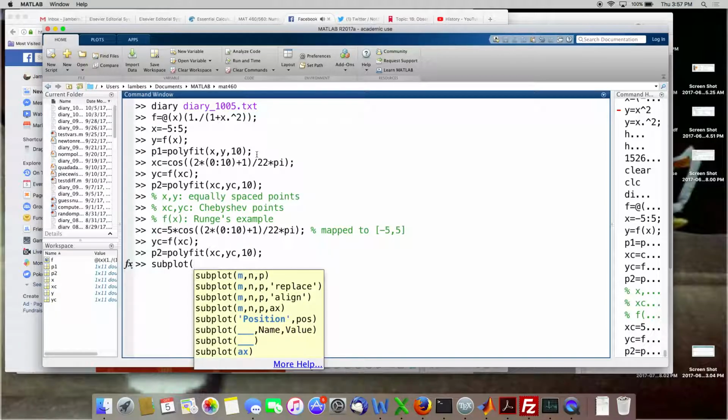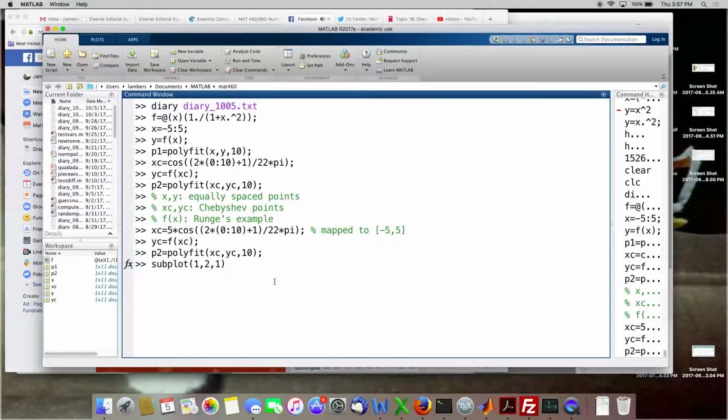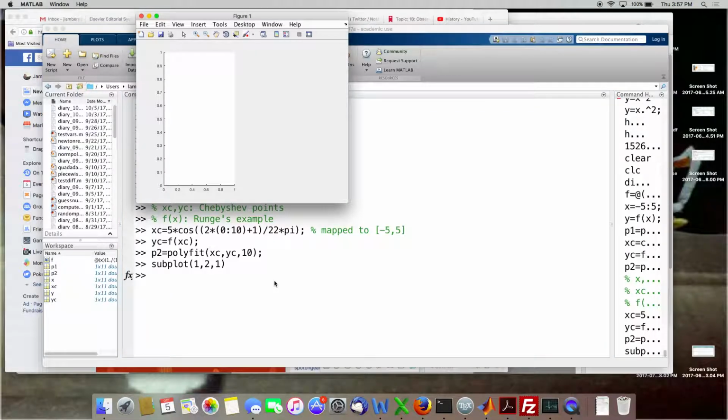So I want to have two plots side by side. So that would be a 1 by 2 matrix of plots. And the third argument, labeled as P here by MATLAB, is you select which one you want to work on first. So they're numbered sequentially, going across the rows. So I would pick either 1 or 2. So I'm going to pick 1. And what will happen is you'll see a figure window pop up, unless I had one open already. Okay, there it is.